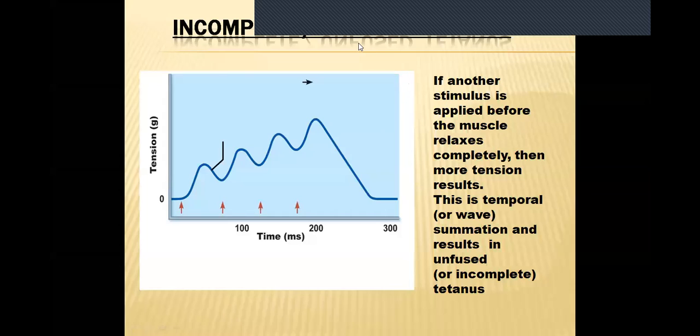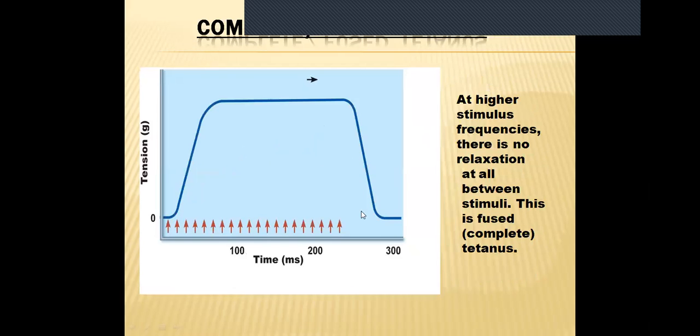Incomplete tetanus is also called unfused tetanus. In this, the second stimulus is given before relaxation is finished, so a gradual increase will be there in incomplete, or unfused, tetanus. But in fused tetanus, what will happen? Before the first response goes into the relaxation phase, the second response is given. Due to this, a completely straight line, or plateau stage, will be reached in the muscle.